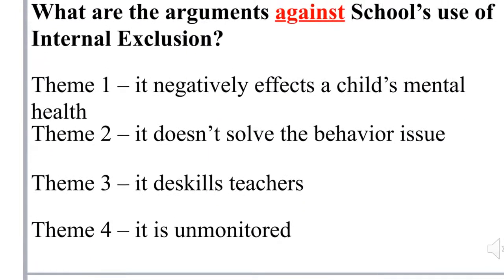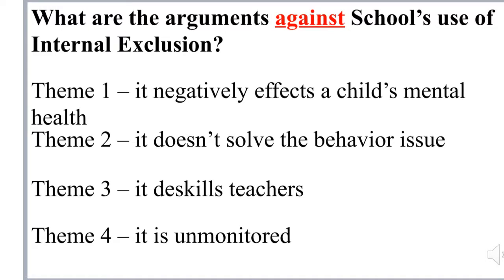I've gone for a thematic approach of what are the arguments against a school's use of internal exclusion. Theme 1 is that it negatively affects a child's mental health. Now, an article written by the campaign group No Isolation states that human interaction is a basic human need. I think many of us are seeing during these difficult times the negative effects of not being able to see friends and family. When we're isolated from people, our body perceives it as danger.